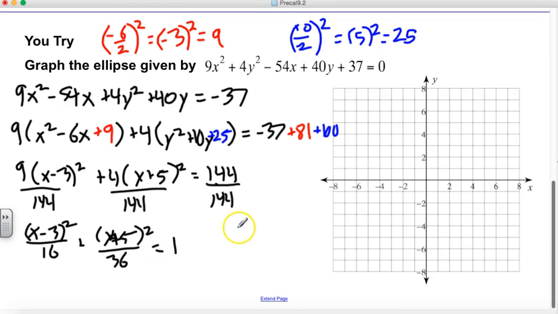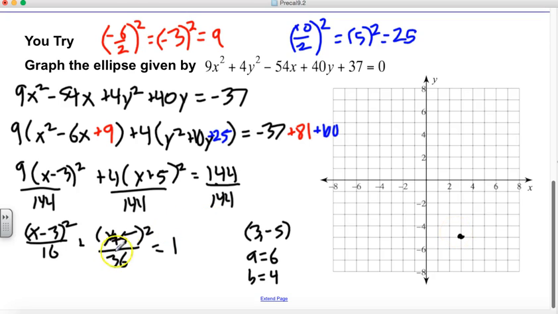So we can identify our center is at 3, -5. And then our A value is the square root of 36, which is 6, and B is the square root of 16, which is 4. So we're going to graph our center at 3, -5 down here. And this graph might not have enough room, but that's all right.